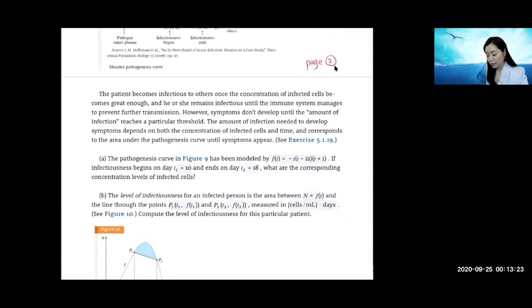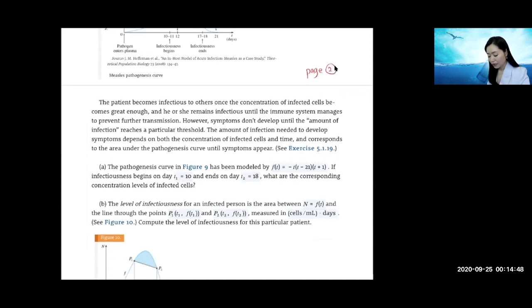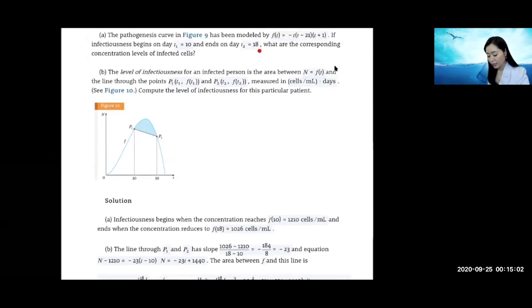Now, to find this corresponding concentration level of infected cells, we can just substitute this number into the t over here, because f of t gives you the concentration level of infected cells. So substitute 10 into the t here, we're going to get 1,210. The unit here will be cells per milliliter. If we substitute 18, on the 18th day, into this function, we're going to get 1,026 cells per milliliter. Okay.